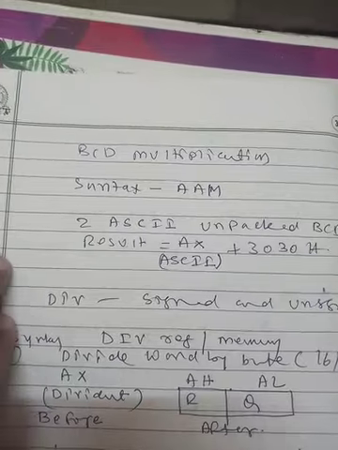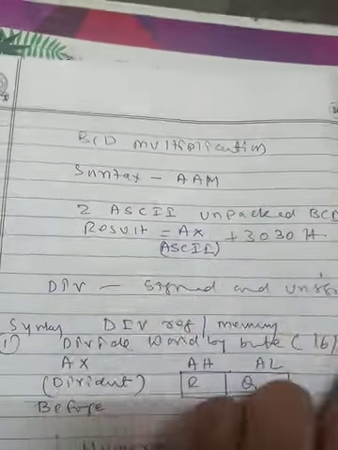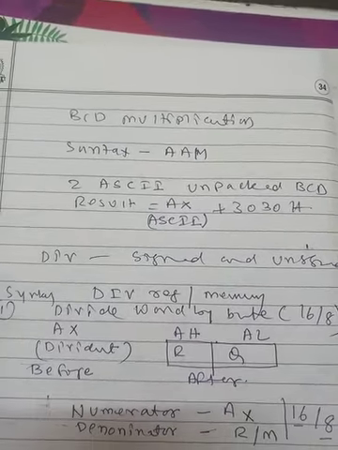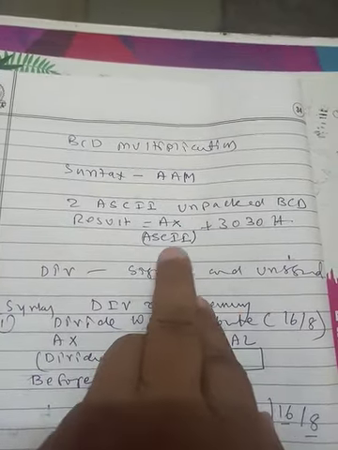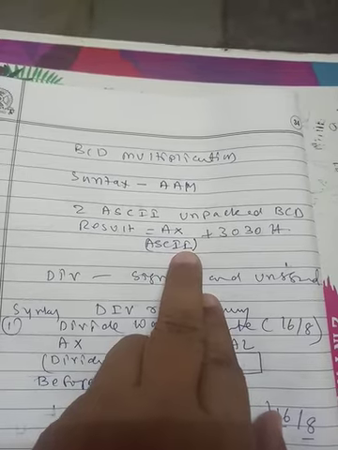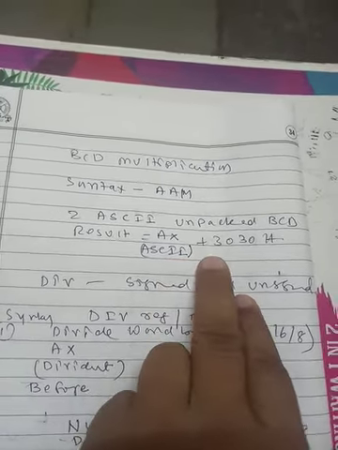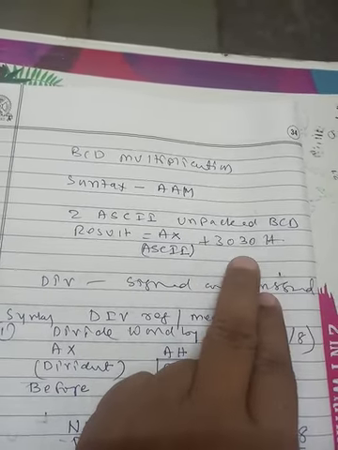Coming to the BCD multiplication, one of the syntax is called AAM. Let us say two ASCII unpacked BCD numbers are present that we want to multiply. The result will be in ASCII format, present in AX. To convert it into the form of ASCII, what do we have to do? We have to add 3030H. So that is the concept here.